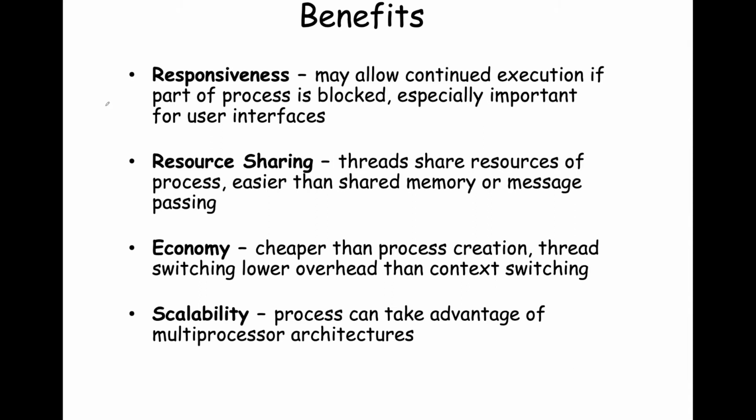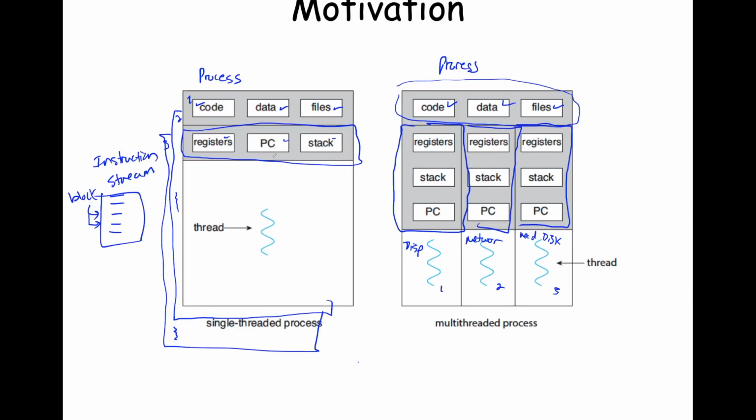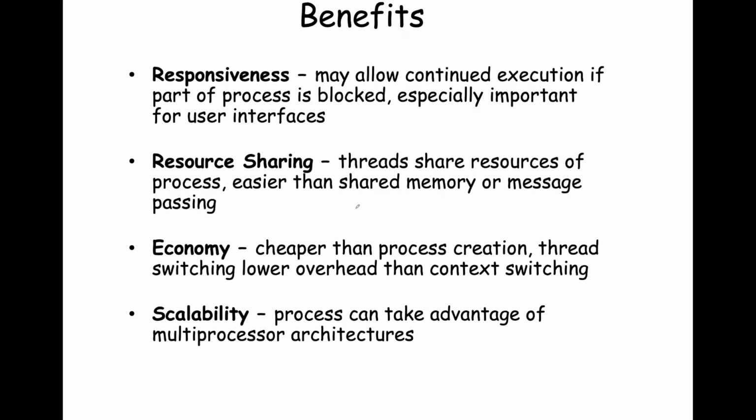So if some of those instruction streams are blocked, say this is blocked, your process can still make progress on the other instruction streams. So this idea of responsiveness is very, very important because it gives the user the sense that the system is doing something. That's really, really important, both for mobile devices as well as desktop and laptop type devices.